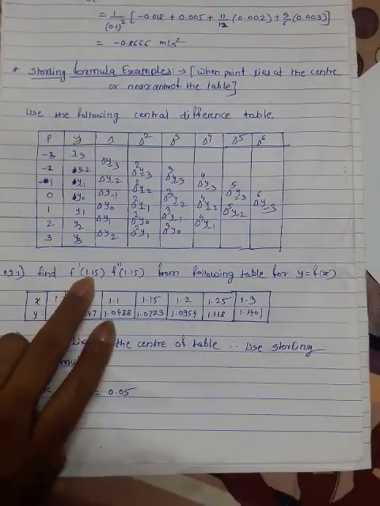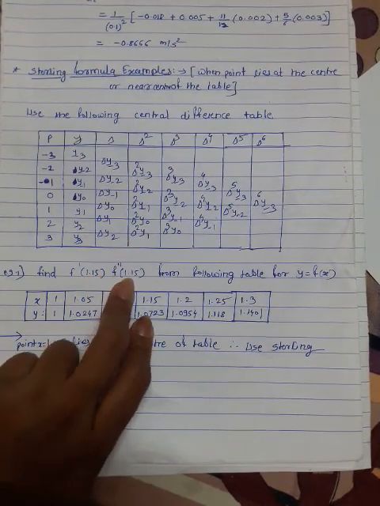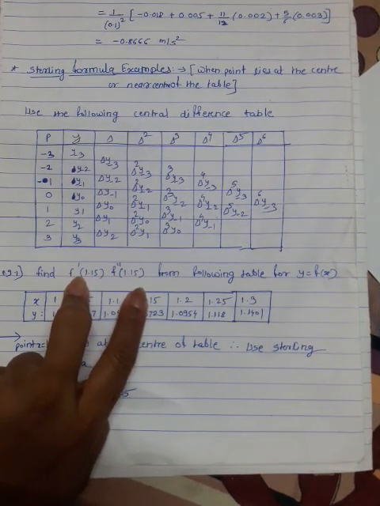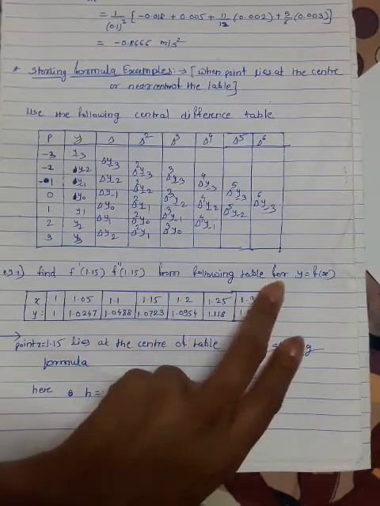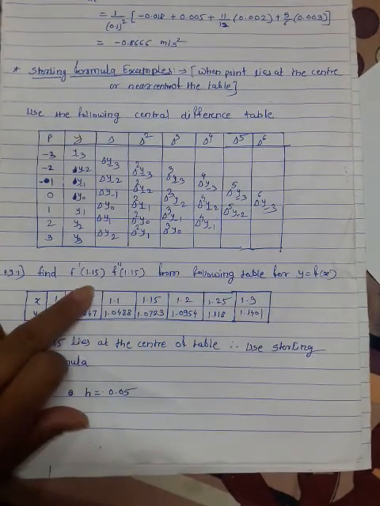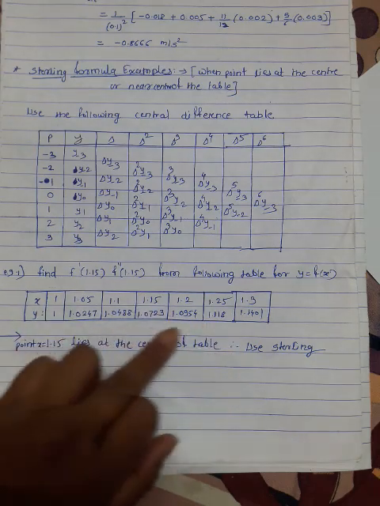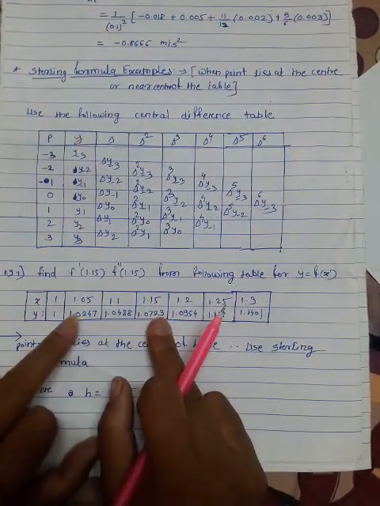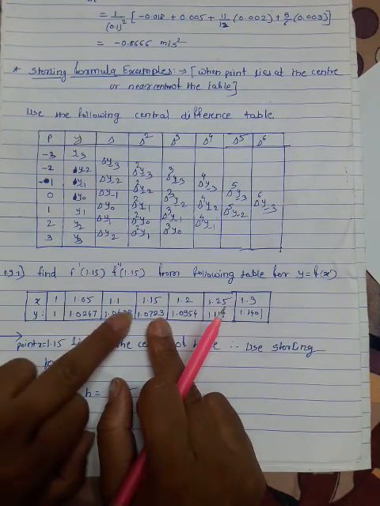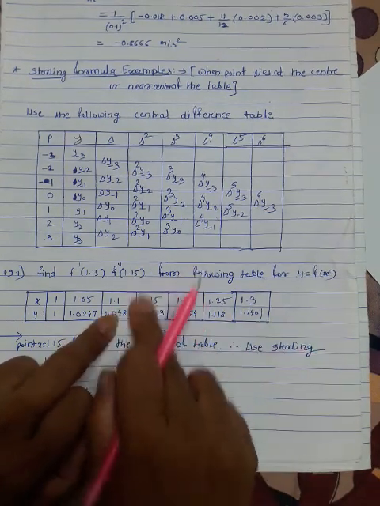Find f dash of 1.15 and f double dash of 1.15. We have to find two derivatives, the first derivative and the second derivative, from the following table for y is equal to f of x, where the x points are given and the y values are given. This is the table. 1.15 lies exactly in the middle: first, second, third, and first, second, third, exactly in the middle.